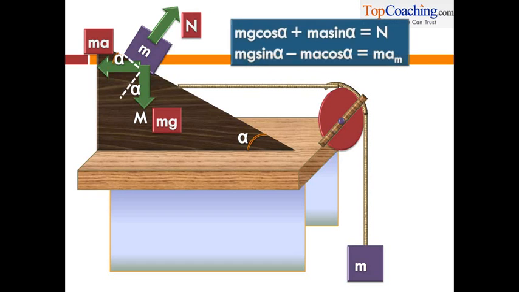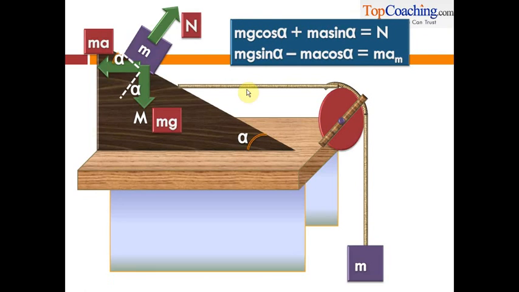Parallel to the slope of the wedge, we have mg sin alpha minus ma cos alpha equal to m into am. Of course, parallel to the slope of the wedge, the forces are mg sin alpha because of the weight and ma cos alpha because of the pseudo force, and the acceleration of the block of mass small m is am with respect to the wedge.